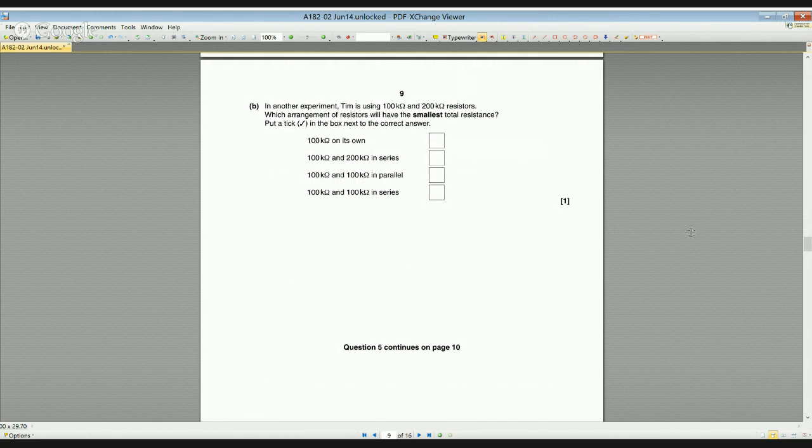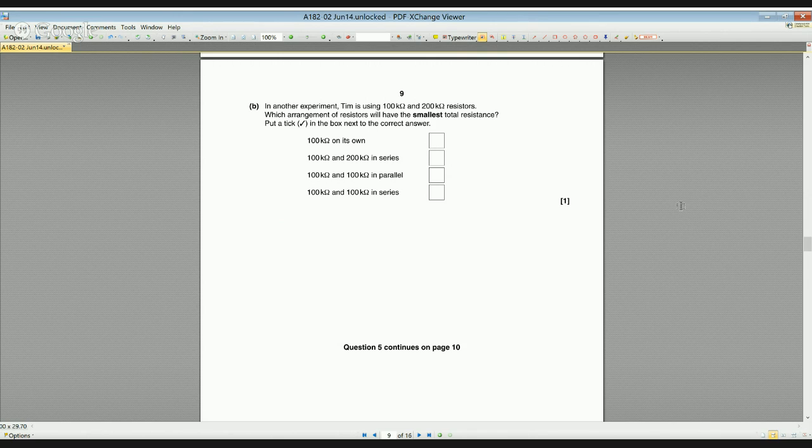And finally, actually it's not the final part of question 5, it goes on to the next page, but part B of question 5. In another experiment, Tim is using 100 kilo ohm resistors and 200 kilo ohm resistors. Which arrangement of resistors will have the smallest total resistance? We need to put a tick next to the correct answer.